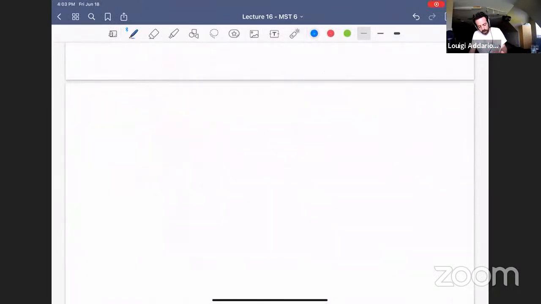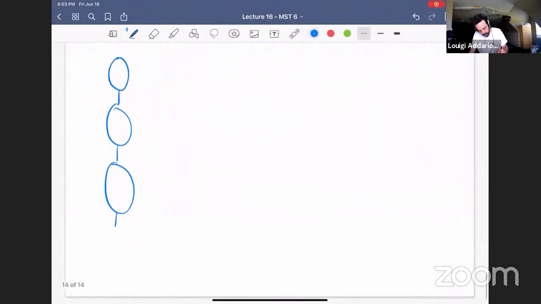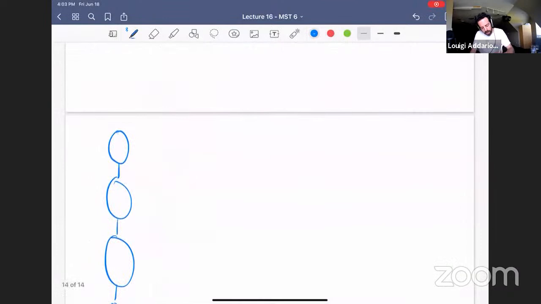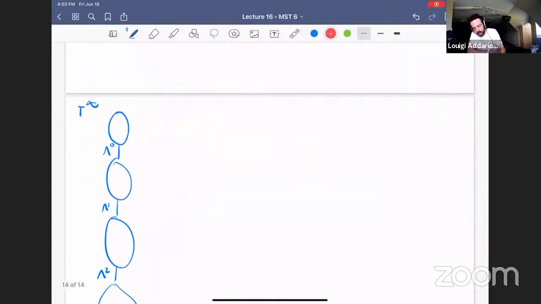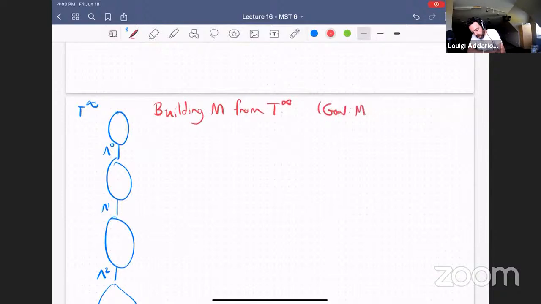Right, so let me draw it vertically now. We have this tree, T infinity, and we'd like to understand how this tree sits within M. And the goal is, again, to show that M is also one-ended.